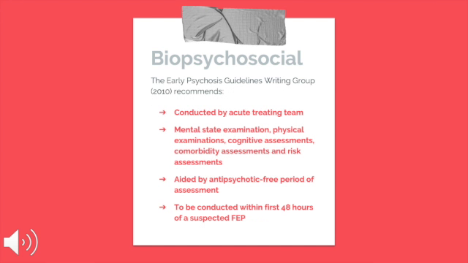For the biopsychosocial assessment, the Early Psychosis Guidelines Writing Group recommends that this is to be conducted by the acute treating team. This assessment can consist of mental state examinations, physical examinations, cognitive assessments, comorbidity assessments, and risk assessments. It is also recommended that this is aided by an additional antipsychotic-free period of assessment. Furthermore, it is recommended that this is conducted within the first 48 hours of the suspected first episode of psychosis.